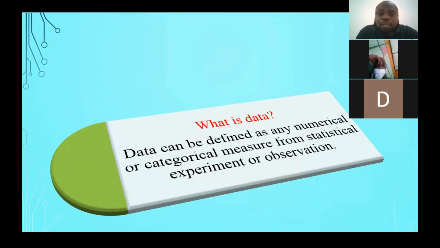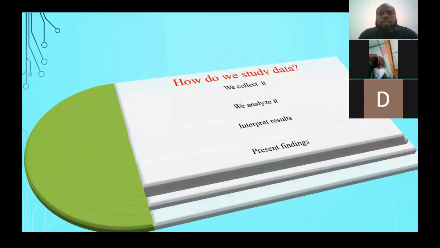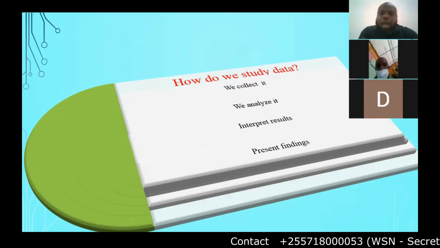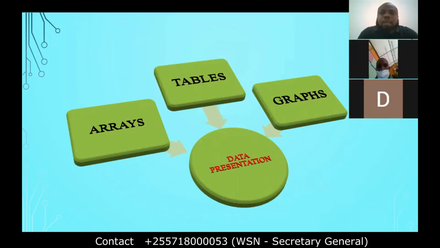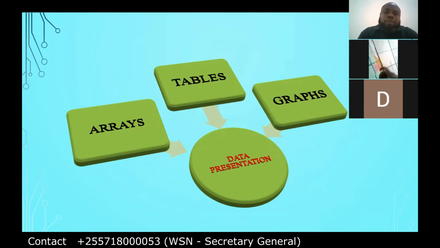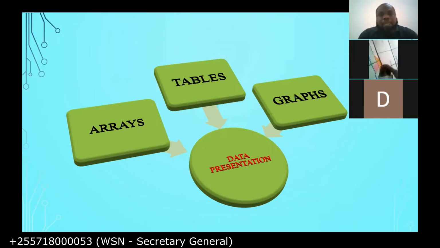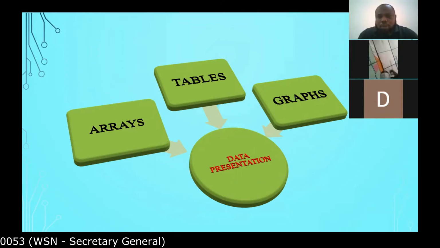Since we know what statistics is and what data is, how do statisticians carry out this study? We study data by collecting it, analyzing it, interpreting the results, and presenting findings. So basically, we can define statistics as the collection, analysis, interpretation, and presentation of data. How do we present this data to both statisticians and non-statisticians? Data are presented in three ways, basically: either in arrays, tables, or graphs.